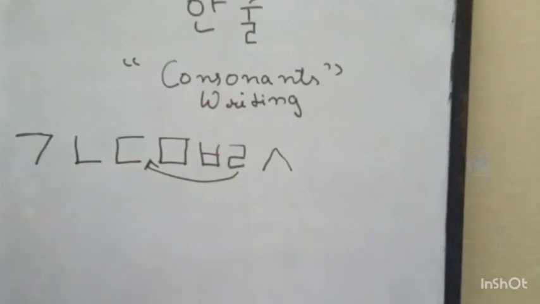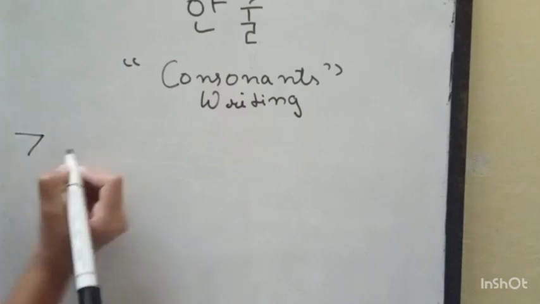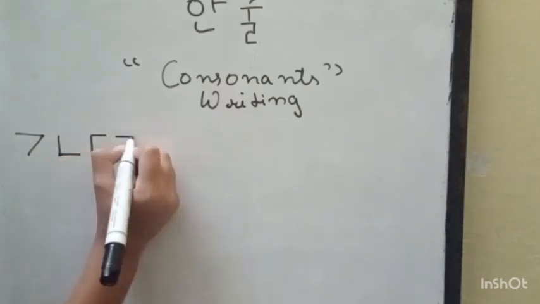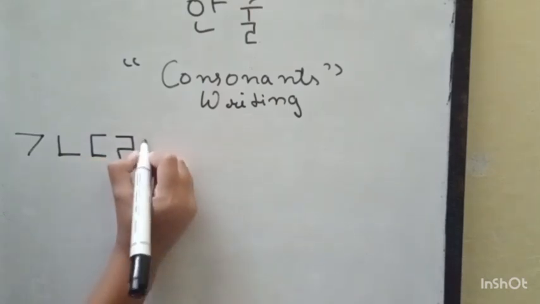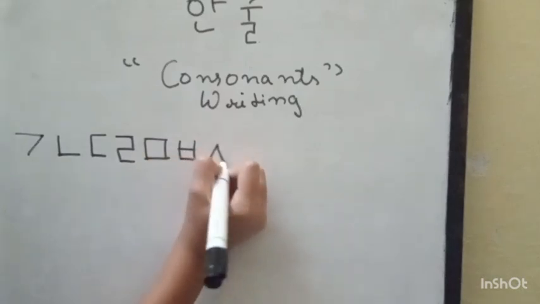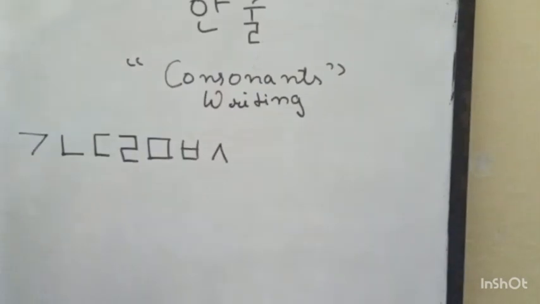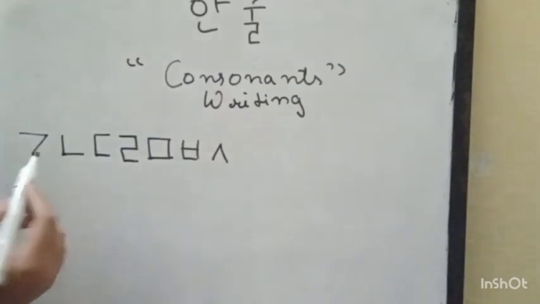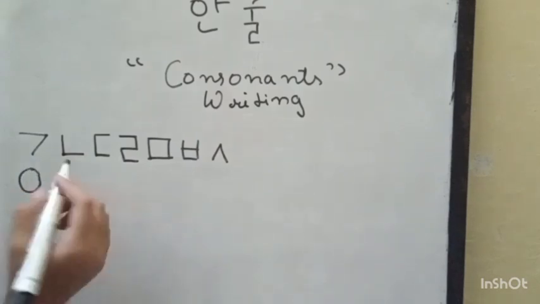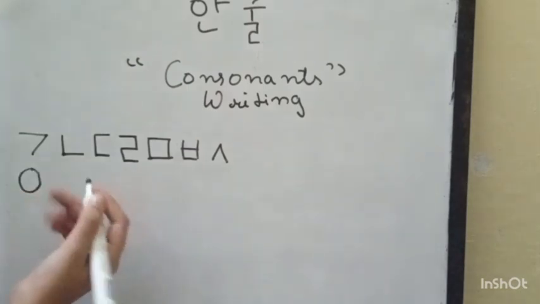Let's revise again. G is written like this. N is written like this. D is written like this. R is written like this. M is written like this. B is written like this. And then we have S. Okay, then let's go. Now A is also quite simple. Our no sound letter is also pronounced A. So it is just a circle. Nothing quite complicated, so I will just leave it with the 0. Or you can also say O.